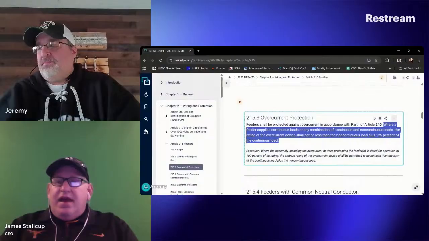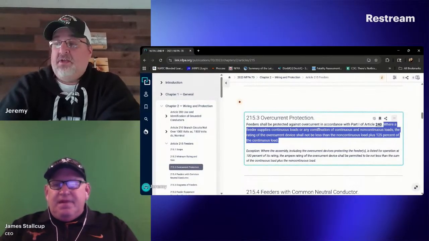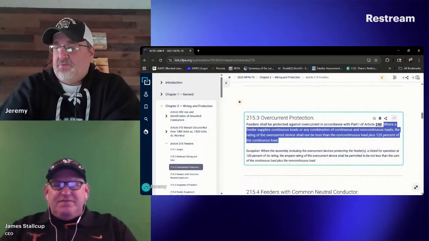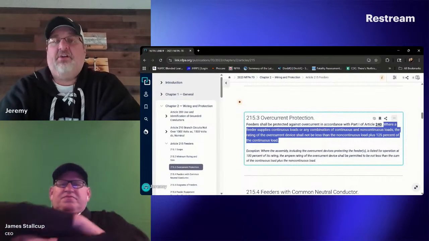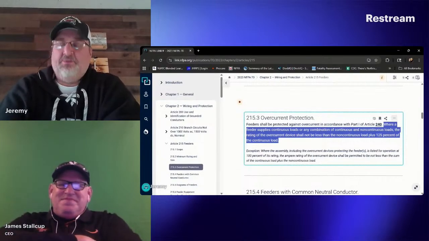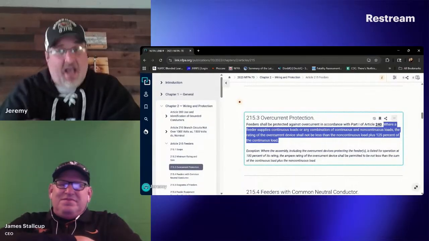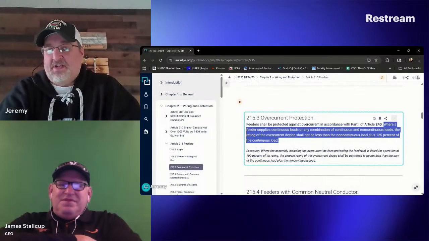Where a feeder supplies continuous loads or any combination of continuous and non-continuous loads, the rating of the overcurrent device shall not be less than the non-continuous plus 125% of the continuous load. If we have that 724 amps at a continuous load, that is 905 amps. It says the overcurrent device cannot be smaller than that. It literally says that in 215.3, does it not?